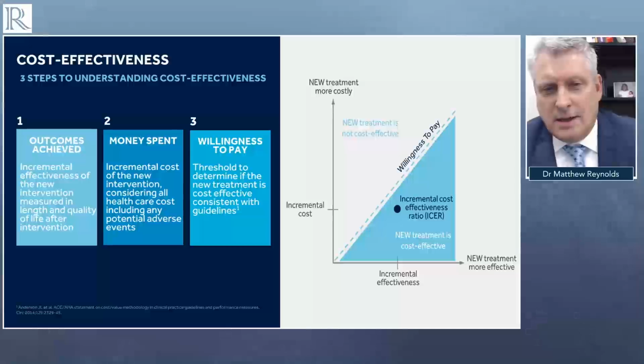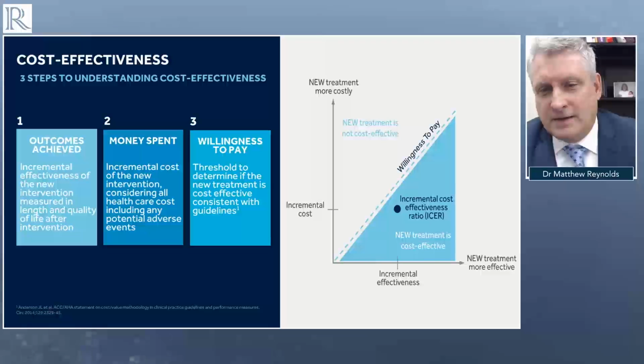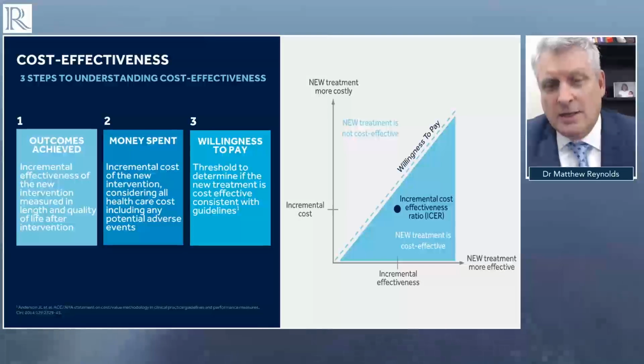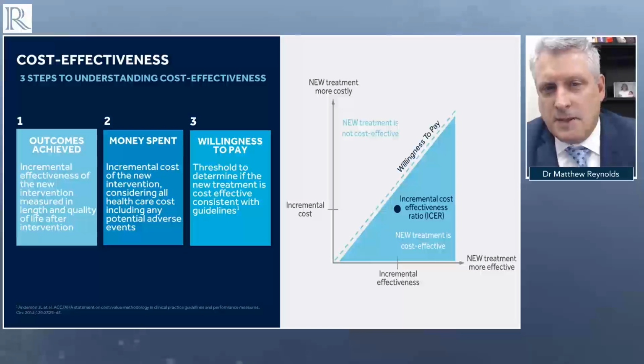Once we then move on to actual measurement, we have two things that we have to sort out. We have to measure incremental effectiveness. So in this version of the cost effectiveness plane, incremental effectiveness is on the x-axis. As you move from left to right, you're increasing effectiveness. Usually those measures of effectiveness are coming from clinical trials or some other form of clinical research. And then the other parameter that has to be known is the incremental cost.